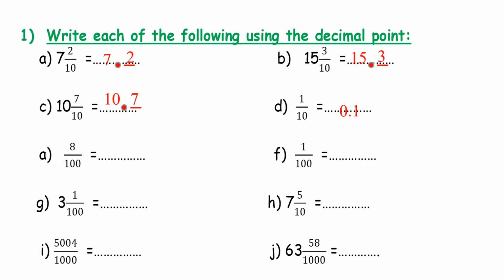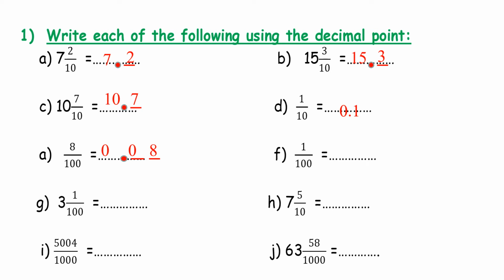8 out of 100. I'm going to put the decimal point and two decimal places after the decimal point, and I'm going to start from the right side. I'm going to write 8 in the right side, and there's nothing behind 8, so I will put 0, and the whole number will be 0.